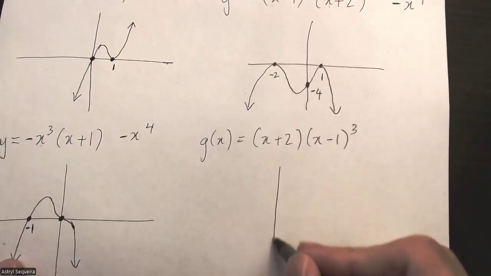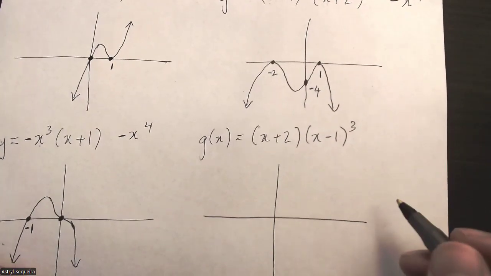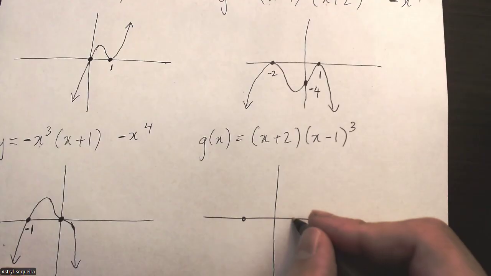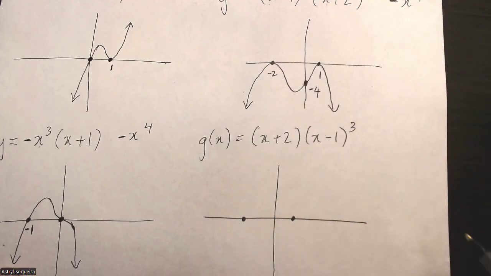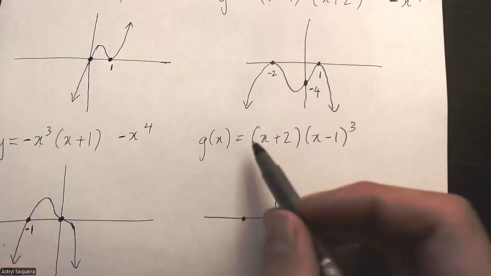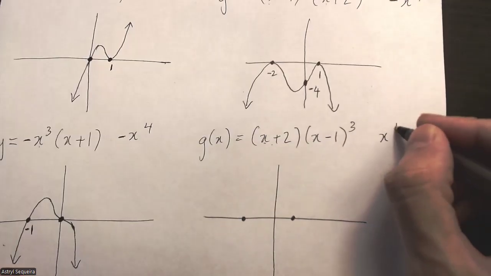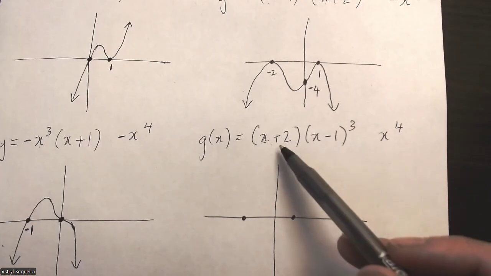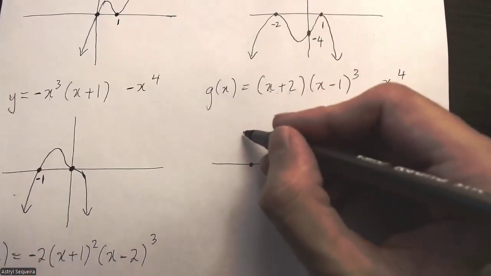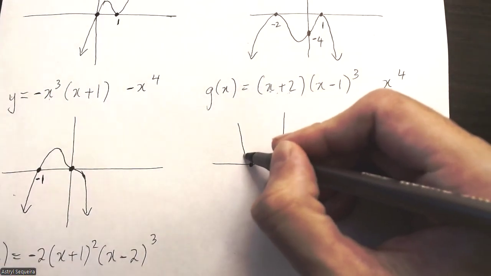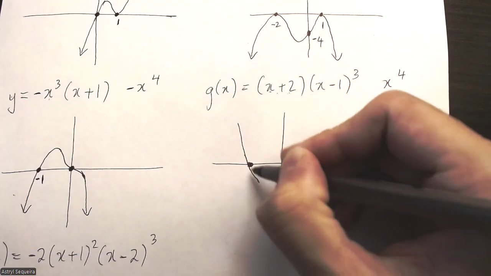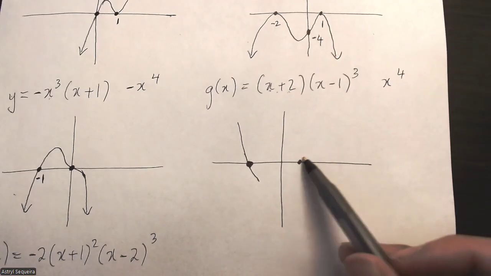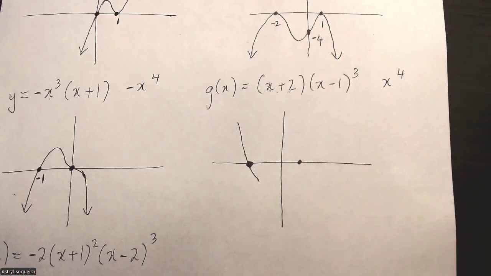Let's take a look at the fourth one. X-intercepts of negative 2 and positive 1. The function is x times x cubed, which is positive. So this is a positive even function. That's just a regular one. So a positive even function starts at the top, going to pass through that intercept over there. And then this one is cubed, so it's going to be an inflection point basically.